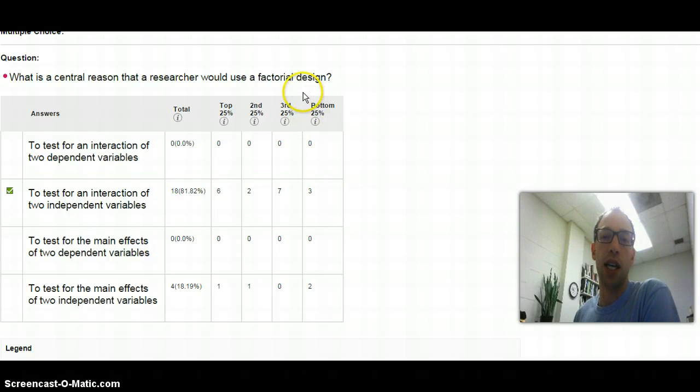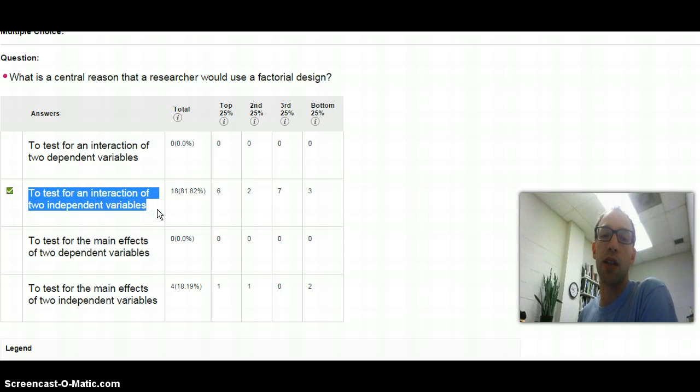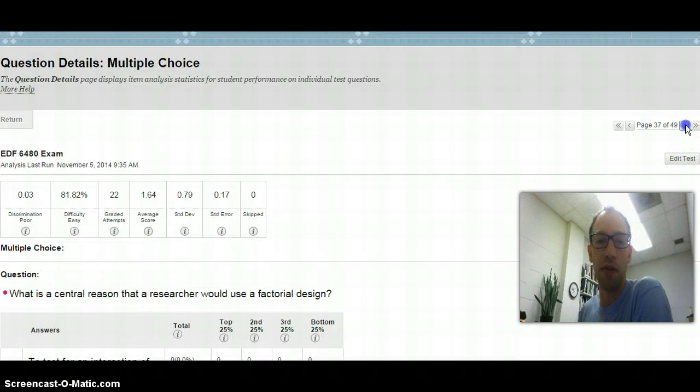Factorial design, they're pretty complicated, but the main thing you need to know is that you would use them to test for an interaction. In other words, is the effect stronger at certain levels of one of the independent variables? Does the homework reading help work for females but not for males? So is there a different kind of effect depending on what your independent variable value is?